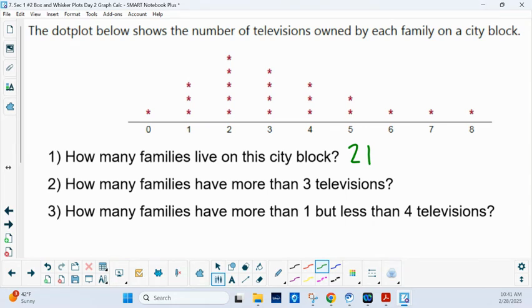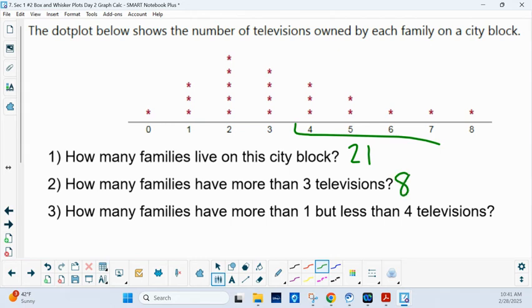How many families have more than 3 televisions? More than 3. 8. What are we adding up? Everything more than 3. 4, 5, 6, 7, and 8. There's 8 families that have more than 3.